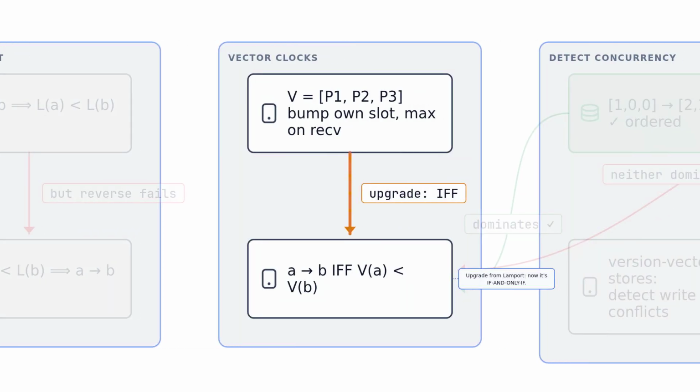Vector clocks, Fidge and Mattern, late 1980s. One counter per process. Bump your own slot on each event. On receive, take the max of each slot. Now the timestamps encode causality exactly. A happens before B if and only if A's vector is less than B's, slot by slot.